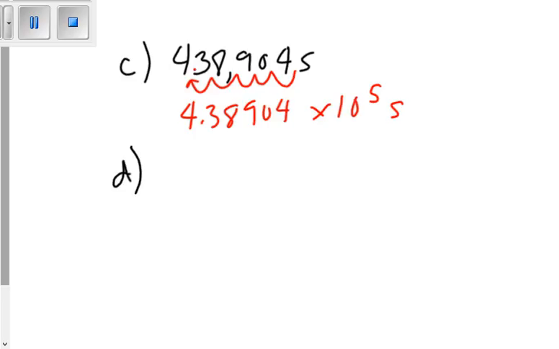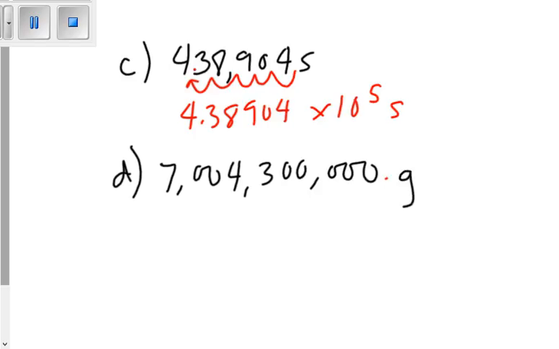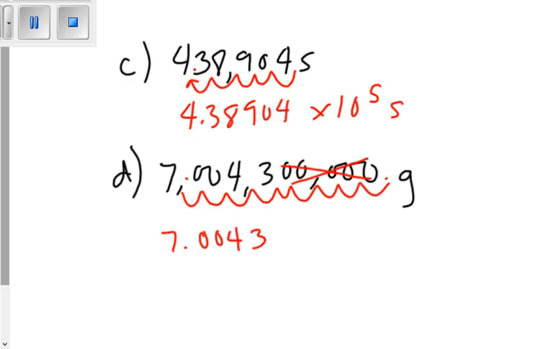And D, a really big number here. And that's in grams. And again, I'm going to move the decimal point. That would be after the 1s, over 1, 2, 3, 4, 5, 6, 7, 8, 9. So in this answer, you only have to write the numbers that are significant. So you don't have to write these zeros that come after the 3 because they're not significant. We did move it over 9 spaces, so it'll be 7.0043 times 10 to the 9th grams.